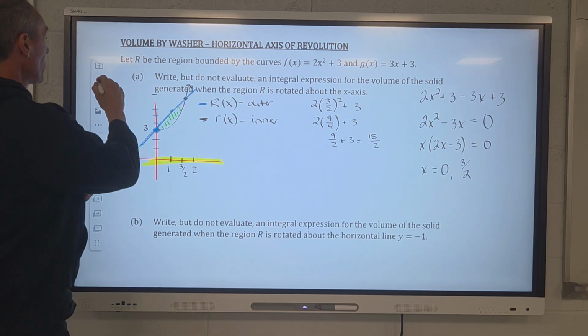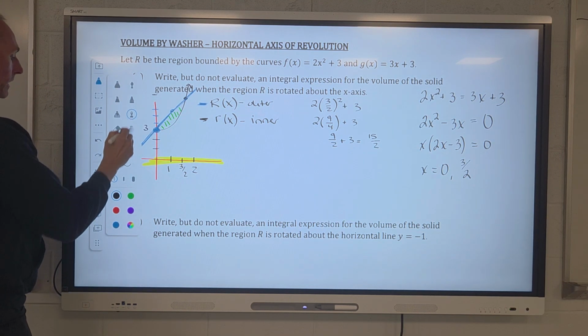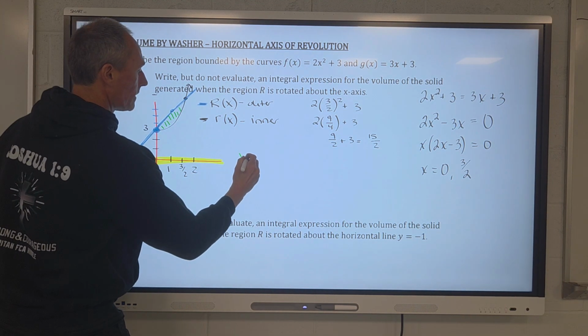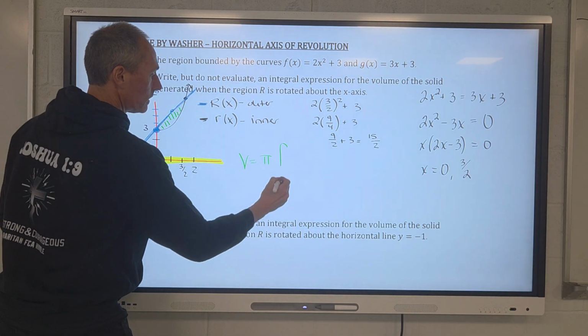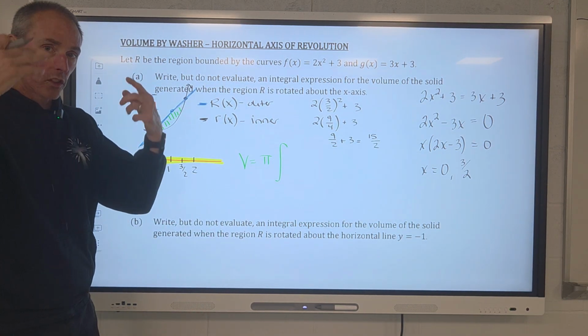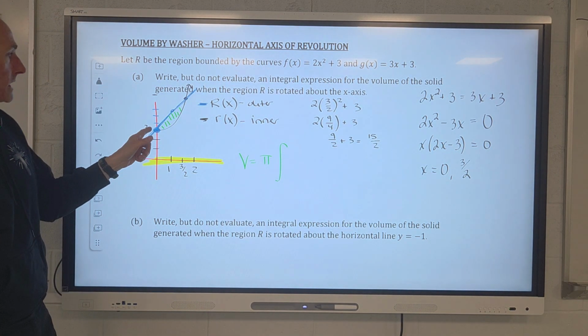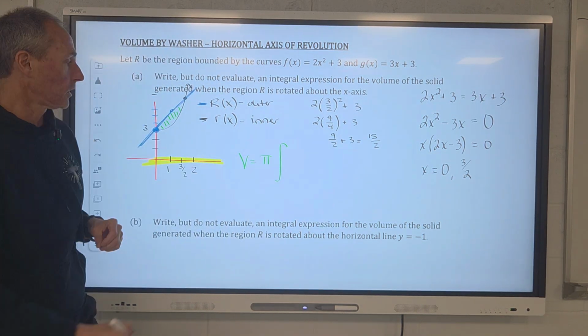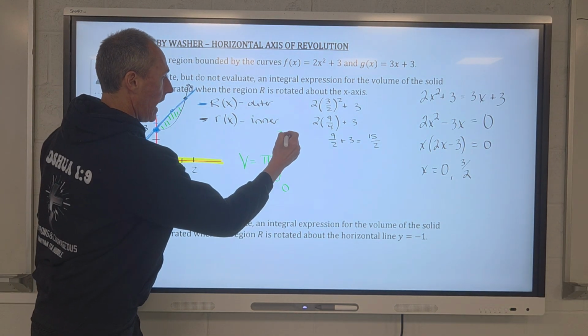So it's very similar to the disk method. The only difference really is that when we go to set this up, we still have the pi because it's still cylindrical in nature. You can see where we begin and end because we found those intersection points, 0 to 3/2.